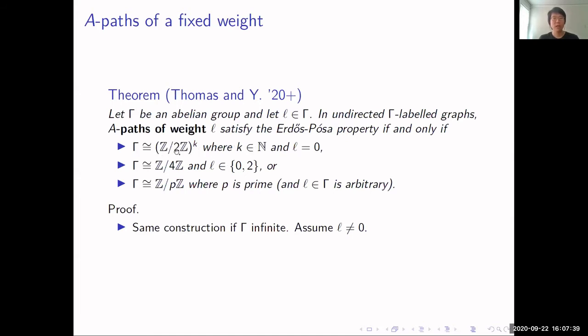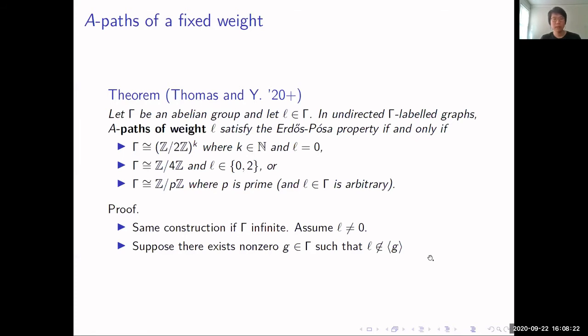So if L is 0, then we have these three groups as before. And if L is not 0, then the only other cases possible are when the group is integers mod 4 with L being 2, and in the case where it's integers mod P with P prime, and L can be any element. Okay, so to prove this, again, if the group is infinite, then the same construction works. Here what makes it not work is if there exists a non-zero element G such that L is not in the subgroup generated by G.